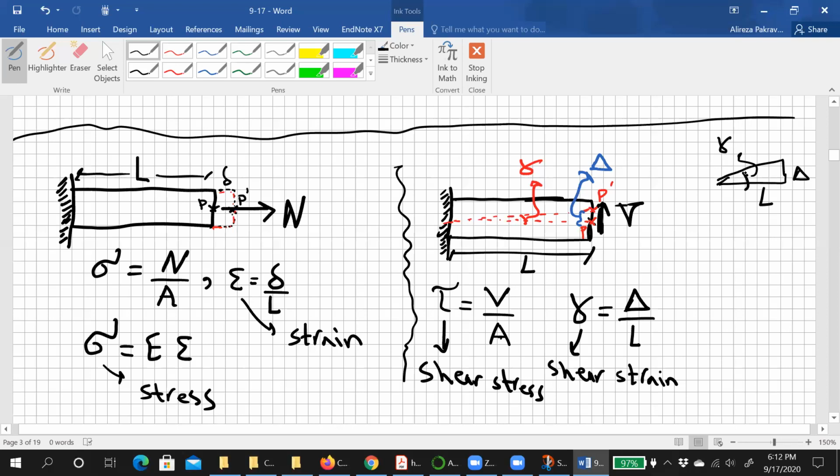But you are totally right. Gamma could be the angle, so the shear strain would be the angle, which is delta, this one, divided by length. Here, delta is in the direction of the length over L. Does it make sense to you? Okay, thank you.